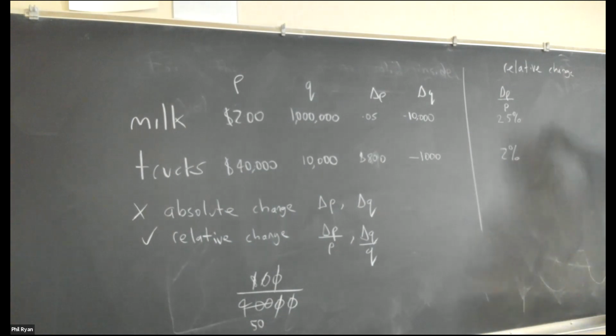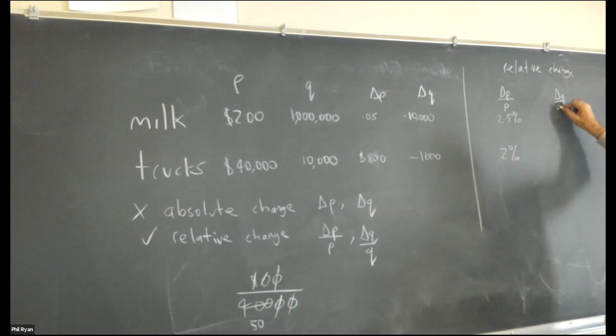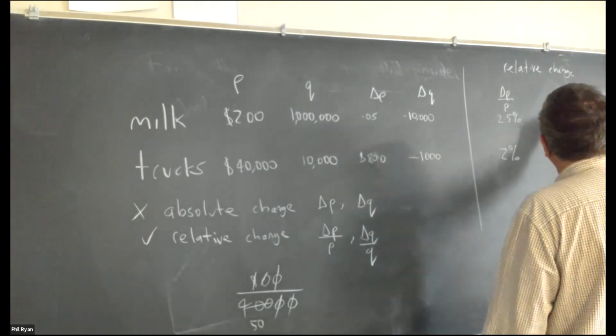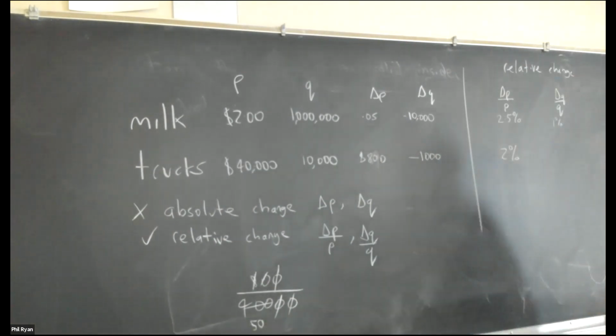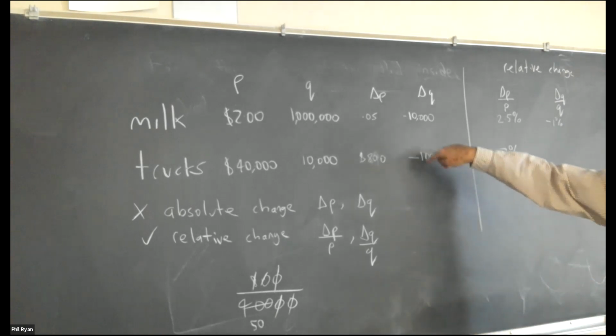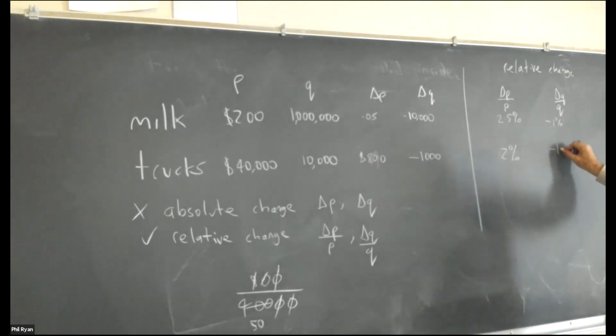Okay, well, what about the change in quantity? Okay, 10,000 divided by 1,000,000 is 1%. Oh, I should put a minus, right? So we see that a 2.5% rise in the price of milk leads to a 1% decline in the demand for the good. Whereas for the truck, minus 1,000 divided by 10,000, oh, that's minus 10%.